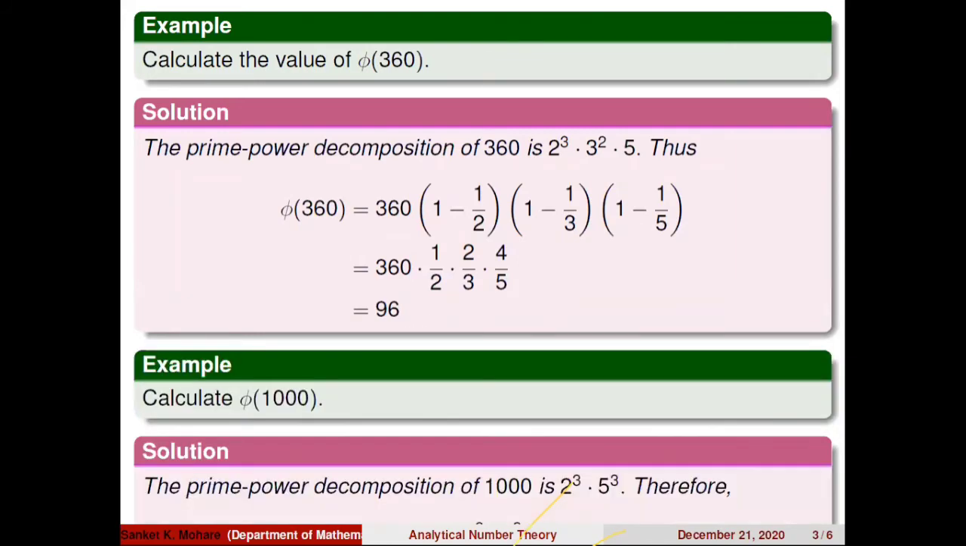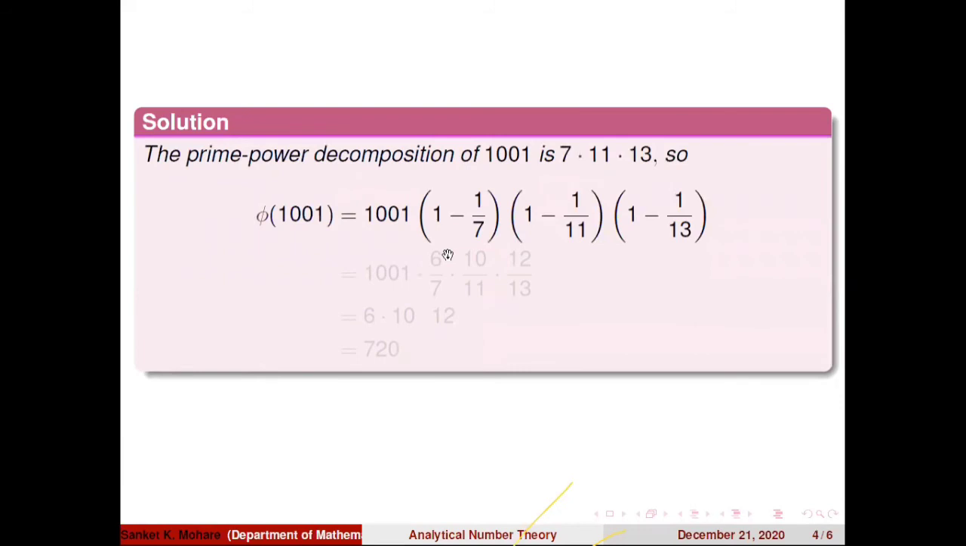The prime power decomposition of 1000 is what? 2 cube into 5 cube. So 1000 into 1 minus 1 by 2 into 1 minus 1 by 5, which is equal to what? 1000 into 1 by 2 into 4 by 5. So 400. Okay, it is the correct answer. Those who are not getting the answer, copy this one. Here you can see on screen.